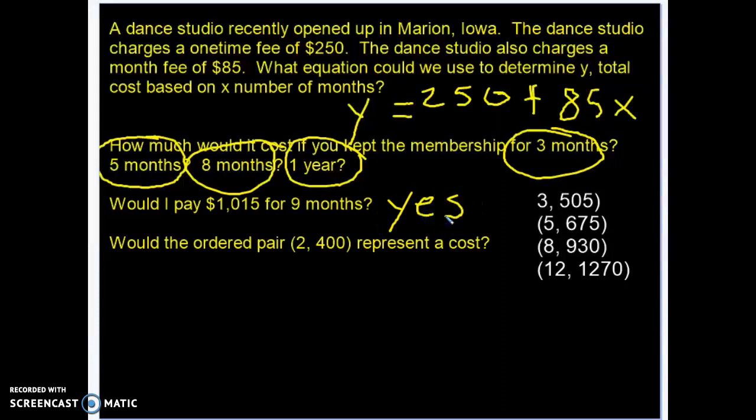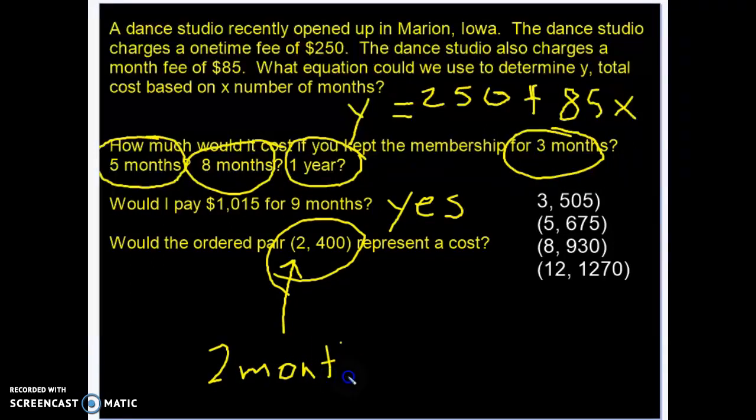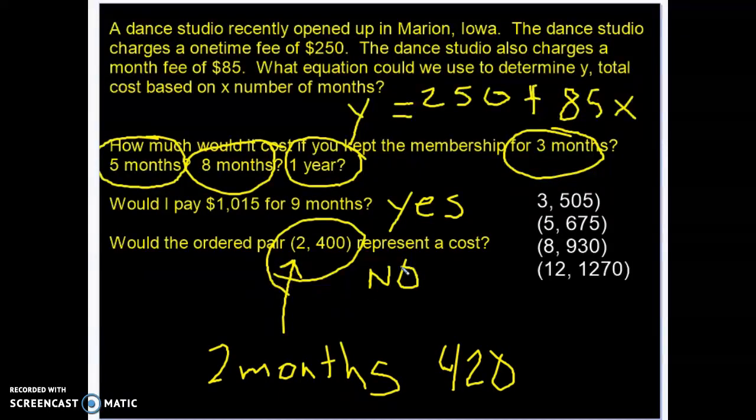And then the last question is would this ordered pair work? Well, what does that ordered pair mean? It first means, because 2 is in the x column, that it's saying 2 months. So in 2 months, would you pay $400? Well, if you substitute 2 in for x, and you multiply 2 times 85, then you add your initial fee of $250, you actually get $420. So this would not work as an ordered pair to represent that situation.